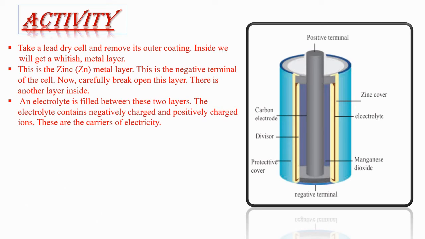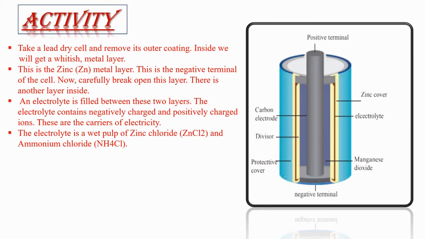An electrolyte is filled between these two layers. This electrolyte contains negatively charged and positively charged ions. These are the carriers of electricity. The electrolyte is a wet pulp of zinc chloride. The chemical formula for zinc chloride is ZnCl2 and ammonium chloride NH4Cl.